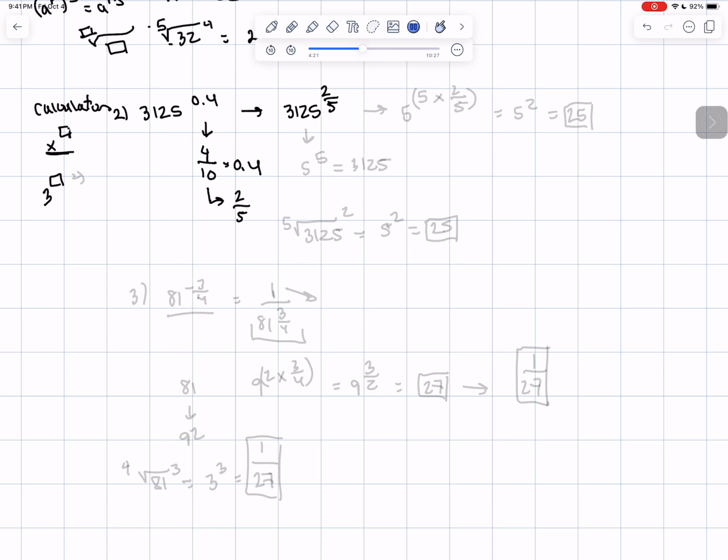So when I do that, I do 3 raised to the power of 4. Well, will that give me a result? I don't think it will. No, that's 81. So let's try 3 raised to the power of 9. Too big. 3 raised to the power of 7.